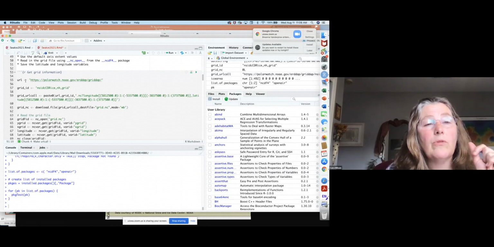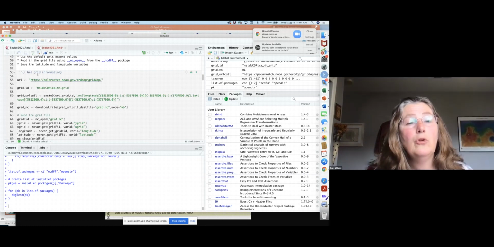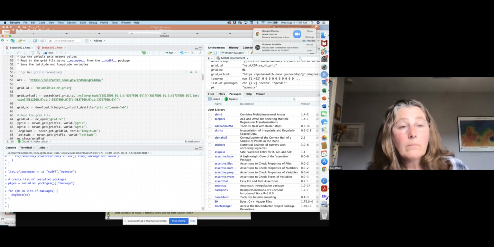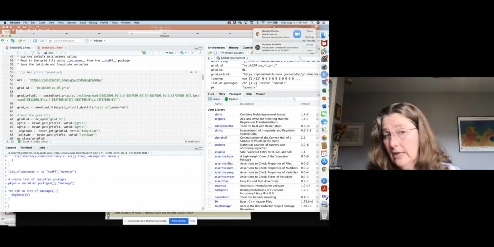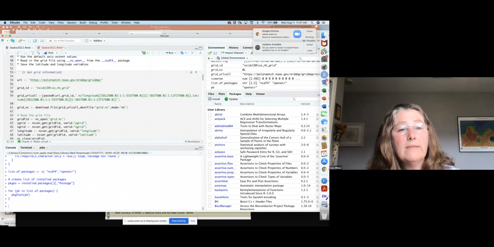So the first thing we define is the URL, the base URL of PolarWatch, polarwatch.noaa.gov/erddap/griddap. If you wanted to get data from a different ERDDAP, like for example the West Coast node that we talked about last month, you would change this base URL here. The grid ID says which data set you want, and in this case it's the NSIDC CDR ice for the Northern Hemisphere. In this case, we're getting the grid. This is not getting the data, this is getting the grid. And then this is just pasting all that information together.